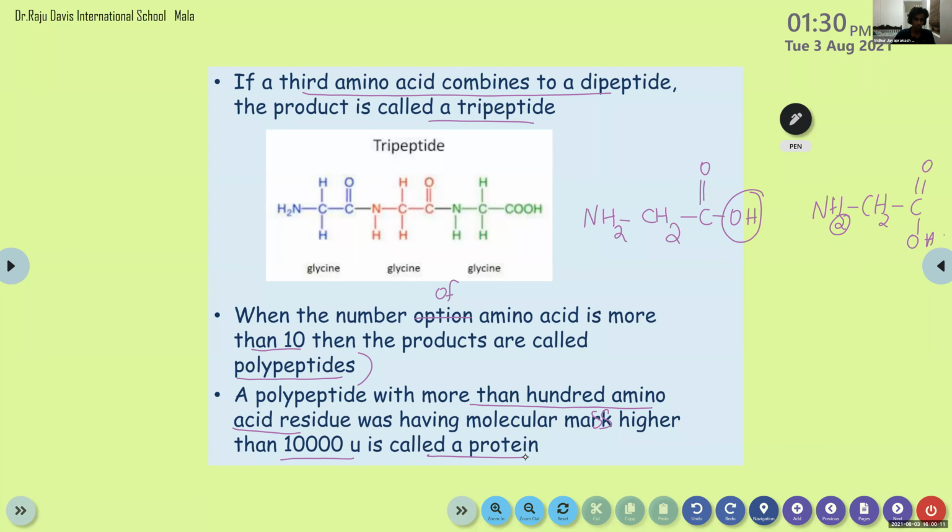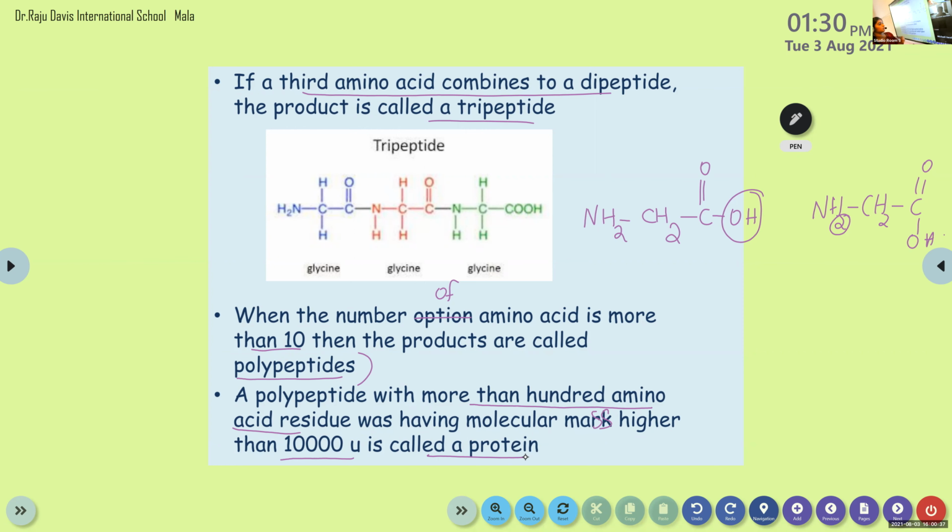Ma'am, can you say it once more? Sure. A polypeptide means more than 10 amino acids joined together. In the case of proteins, more than 100 amino acids are joined together with a molecular mass higher than 10,000 U, and it is called a protein. Otherwise it's simply a dipeptide, tripeptide, tetrapeptide, like that.